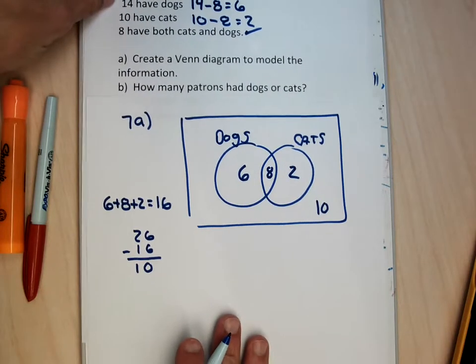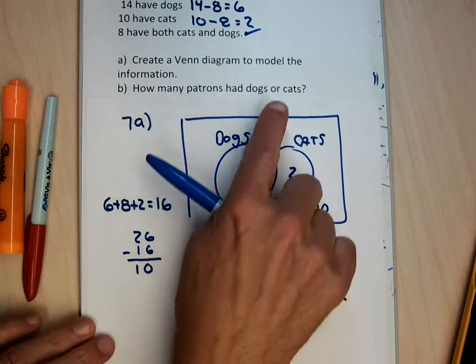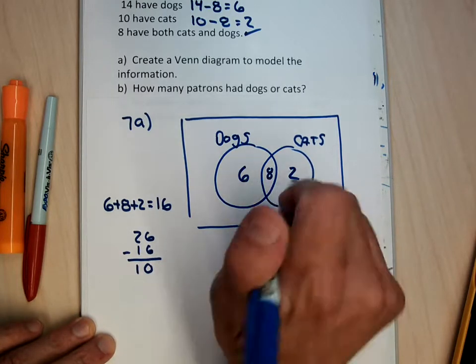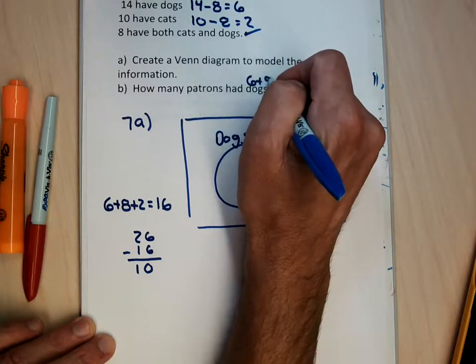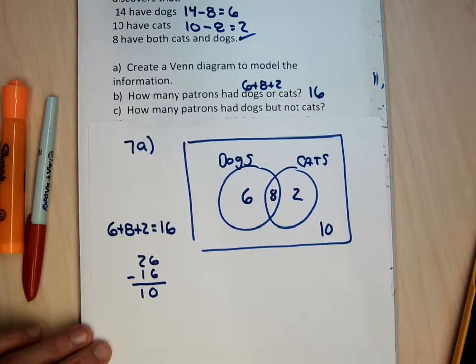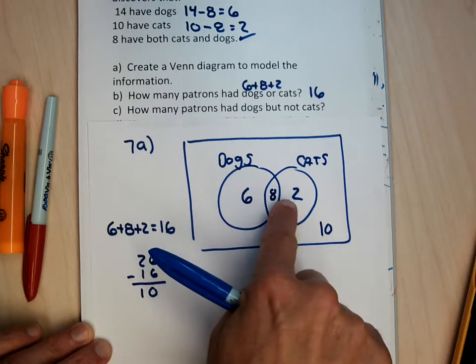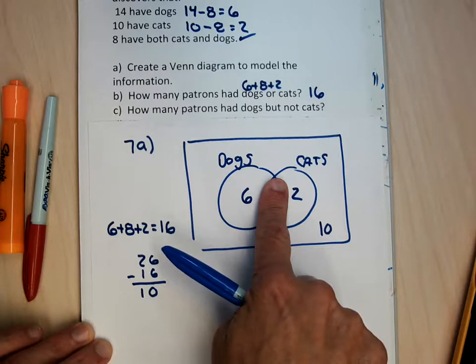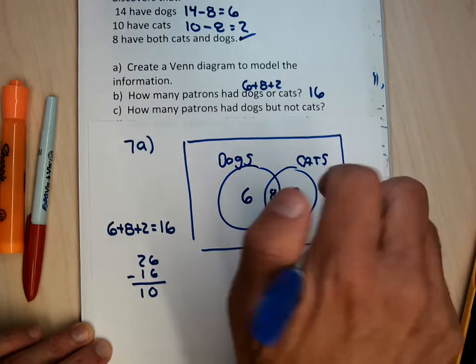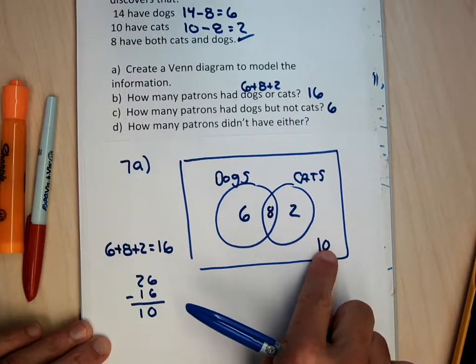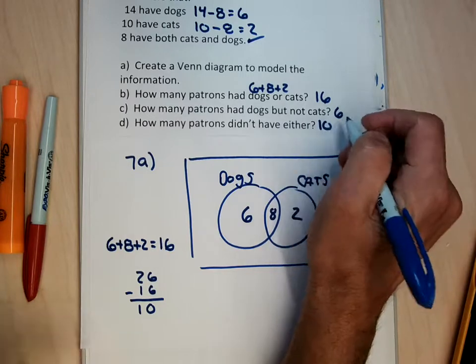Let's do part B. How many had cats or dogs? Always for the ors, you add up any numbers in either of the circles. So I'm going to add up the 6, the 8, and the 2 for this. And that adds up to 16. Part C, how many had dogs but not cats? So you need to be in the dog circle, but you can't be part of the cat circle. That's just going to be those 6 out there. They're the 6 that have dogs, and not counting those 8 that also have cats. And then how many didn't have either? That's just those 10 outside the world there.